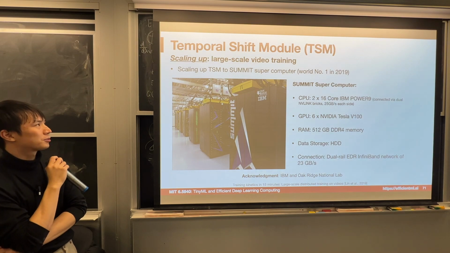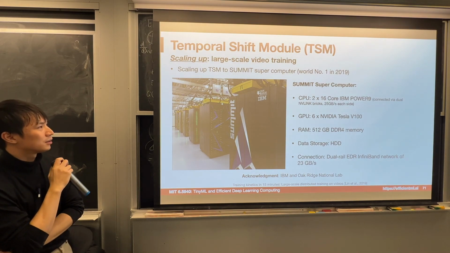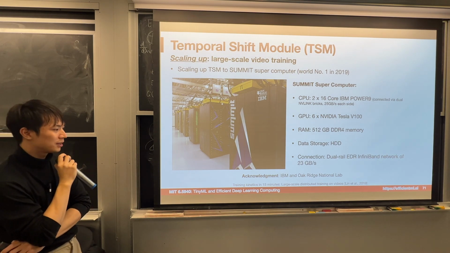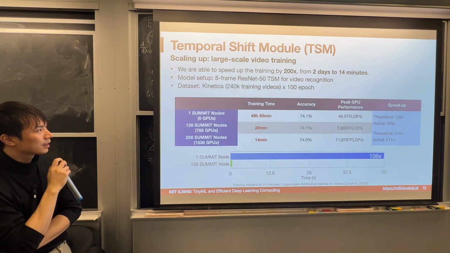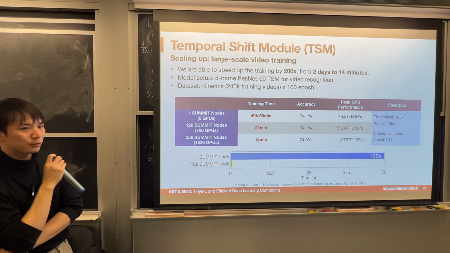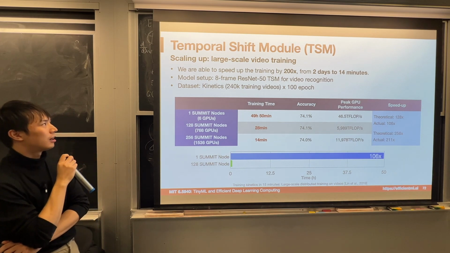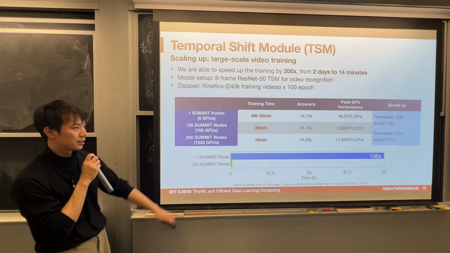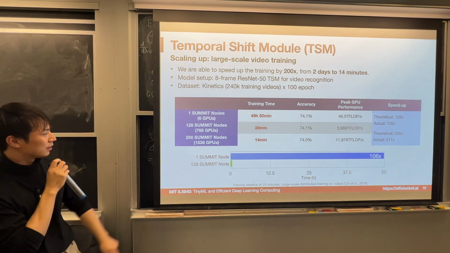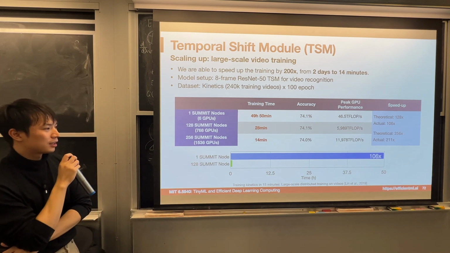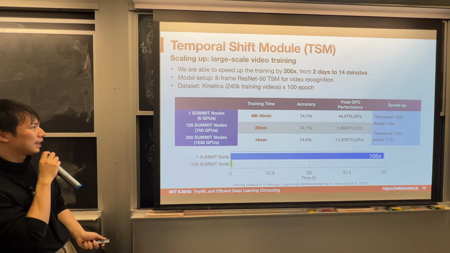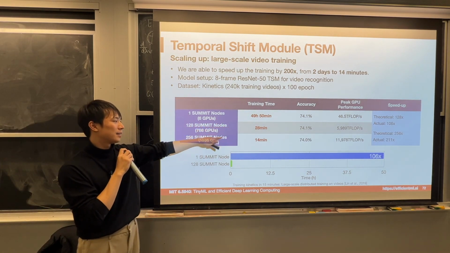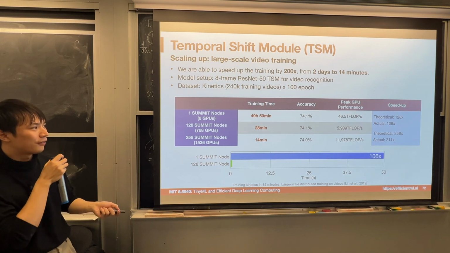And on the other hand, we also tried scaling up the training of these models. At that time, we worked with the Summit supercomputer, which was number one in the world. We tried some distributed training, and we found the scalability of the model is actually quite good. We can accelerate the training of the model about 200 times by running on 128 Summit nodes, which corresponds to, I think, 500,000 GPUs, so that we can finish the training on the super large video datasets in about 15 minutes, from single node training of 2 days to about 15 minutes, showing the scalability of our model.